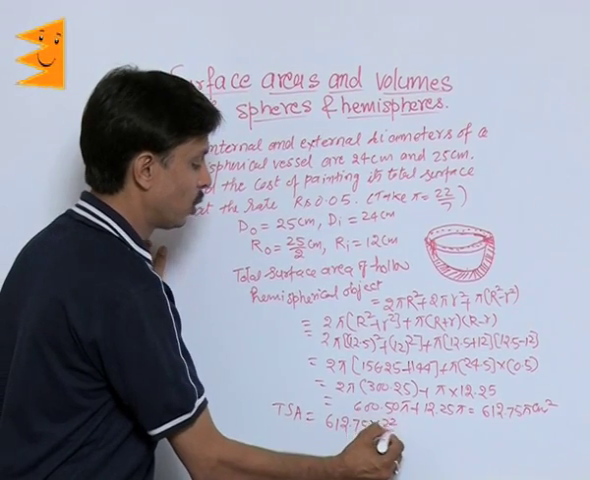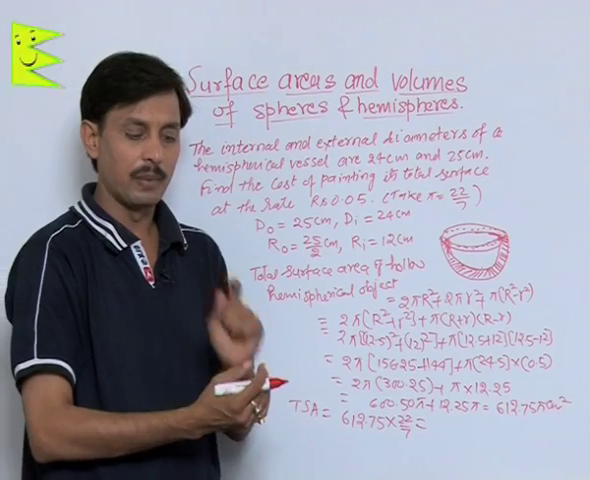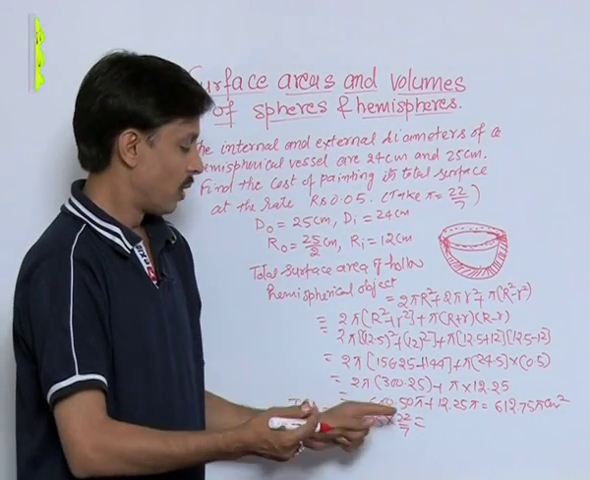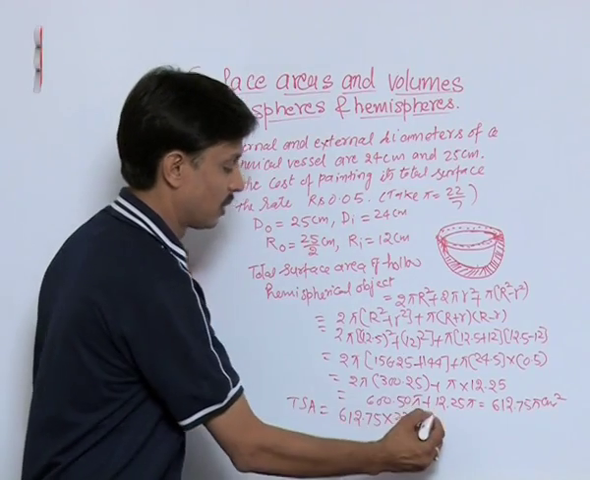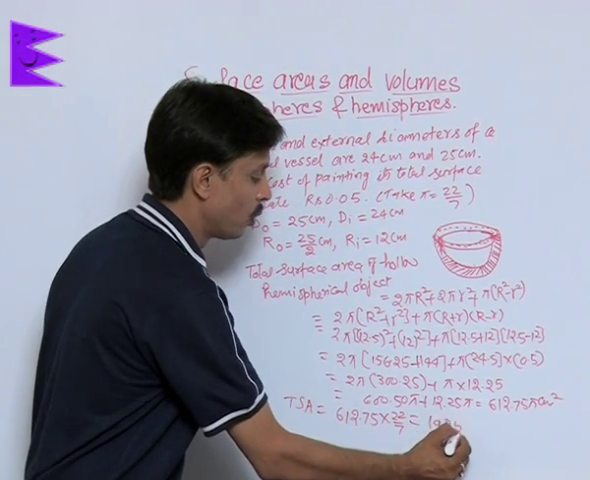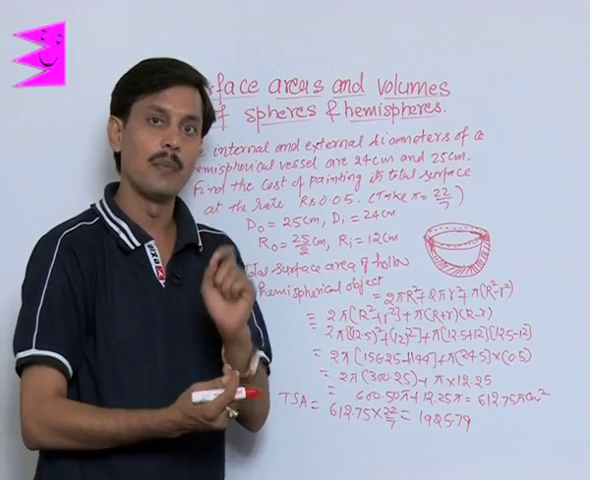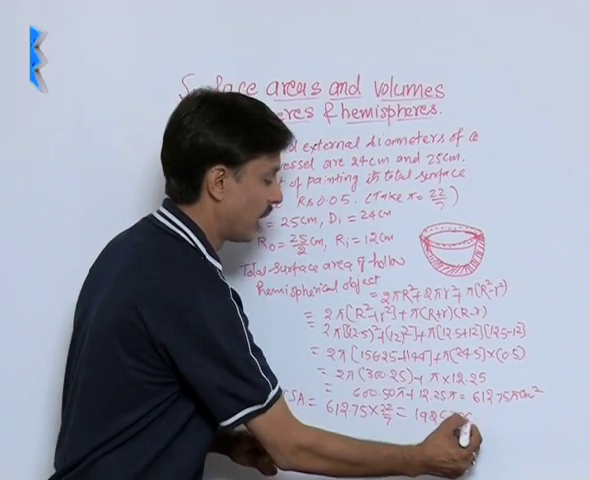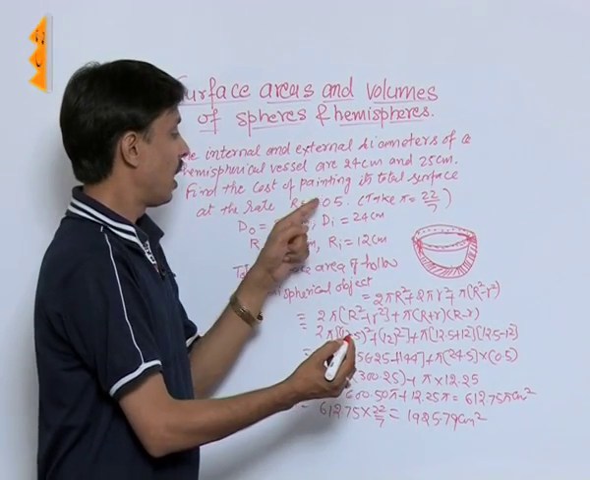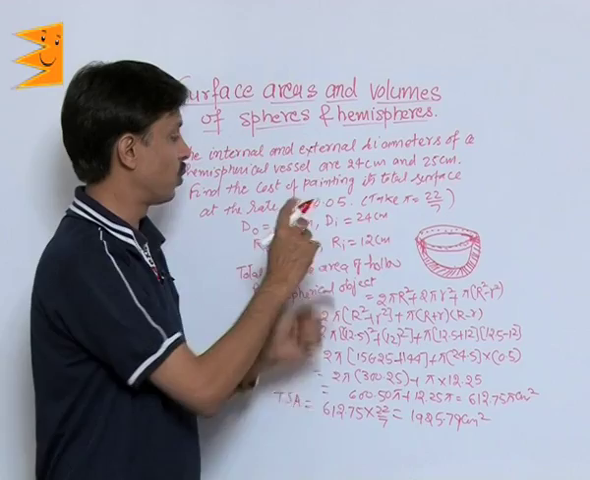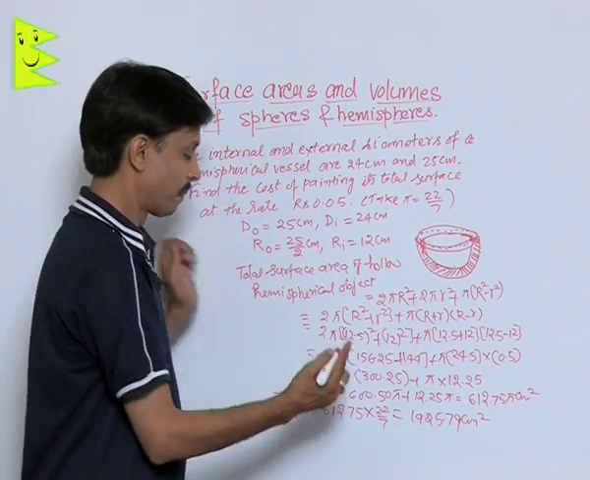612.75 into 22/7. So first we will multiply it by 22 and then we will divide it by what? 7. So it will be 1925.79 centimeter square. Cost of painting of 1 centimeter square is rupees 0.05, that is 5 paisa.